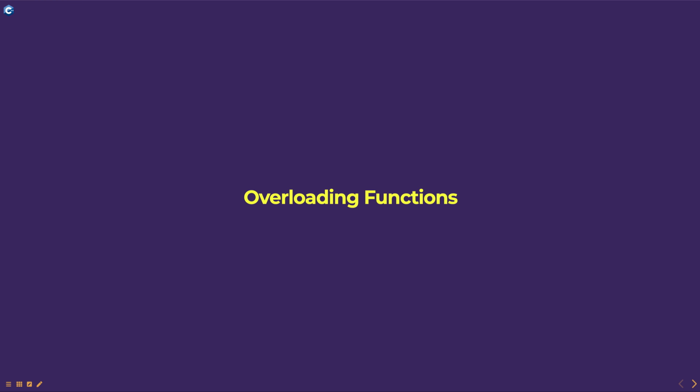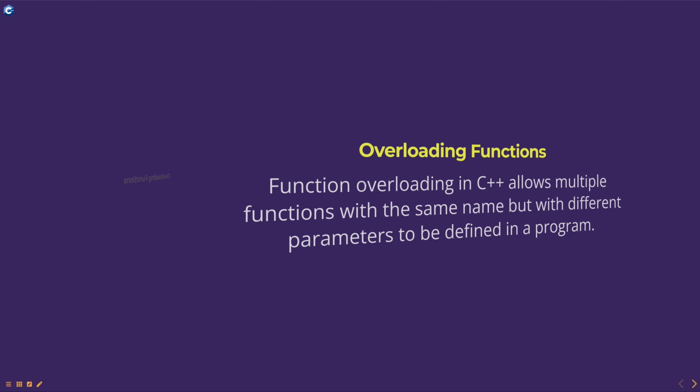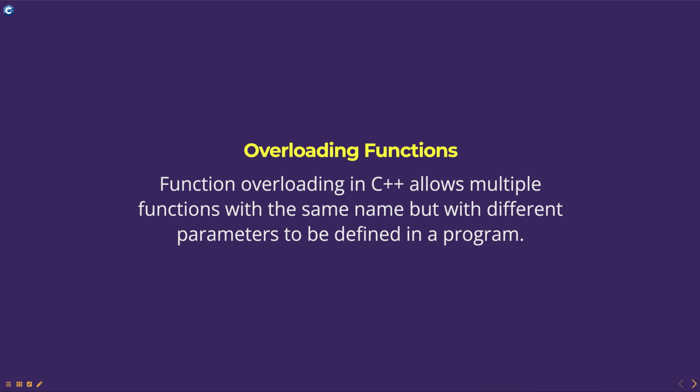Hello everyone. Today we are going to talk about overloading functions, part of the programming in C++ course. Function overloading in C++ allows multiple functions with the same name but with different parameters to be defined in a program. The correct function to call is determined based on the number and type of arguments passed to the function.